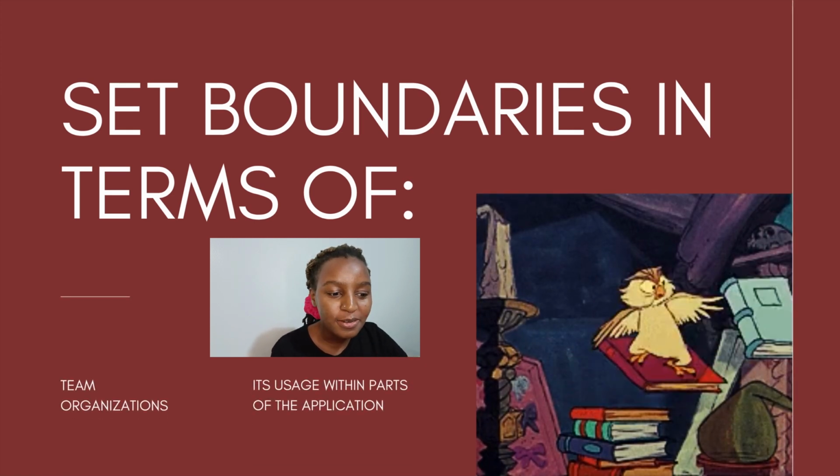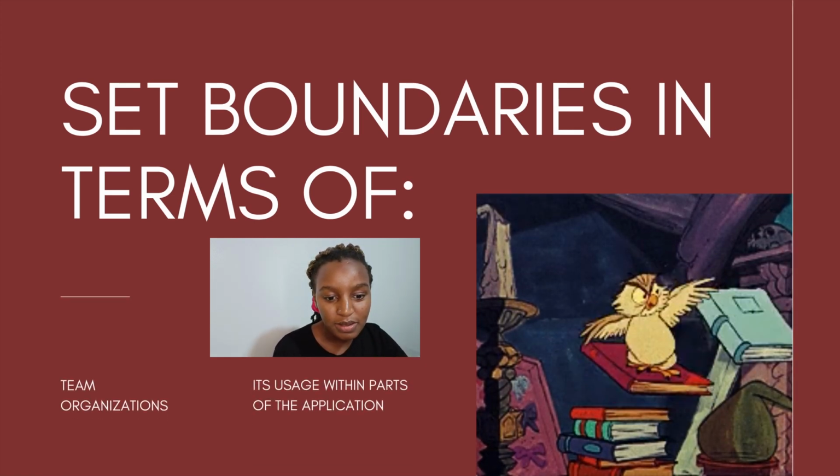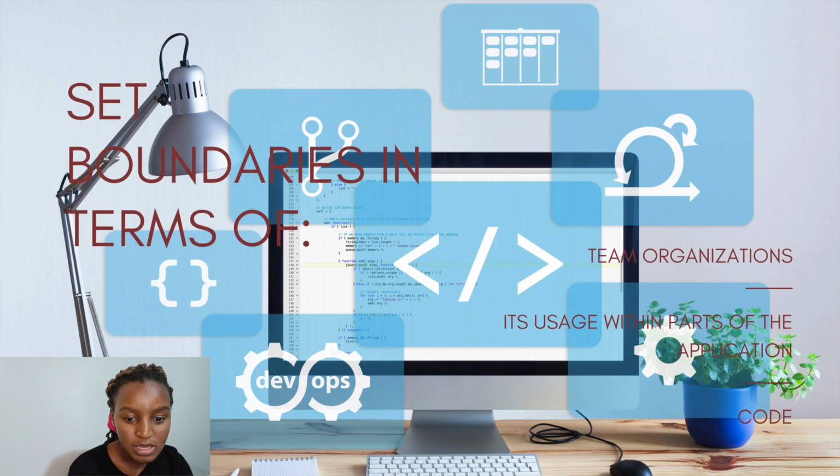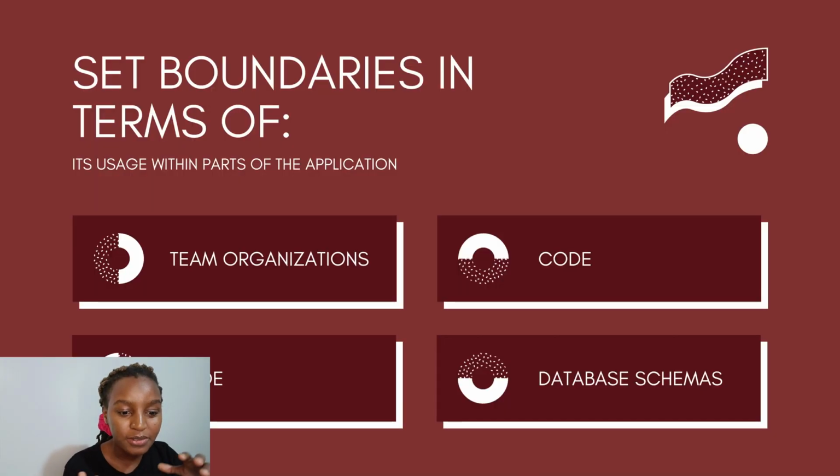Another thing you can consider is its usage within parts of the application. So if it's being used more in this part, then you can consider that as a place to divide it into a different bounded context on its own. You can also do this using code. So the code already there, even if it's a monolith, it's sometimes very clear that this part of the code only handles a specific part. So that's a good guideline when you're trying to set boundaries for your bounded context.